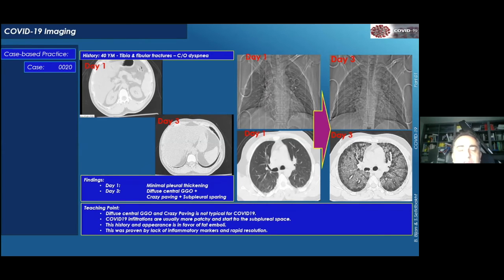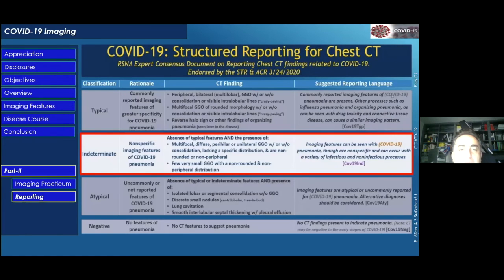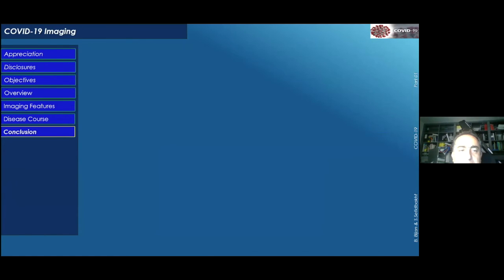Still, non-COVID stuff happens. Some of them overlap in the findings with COVID, but again, you have to go through all those findings that we said, and categorize it as typical, atypical, or indeterminate. In this case, you cannot call this typical. This is atypical because these are not pleural based. These are not peripheral. These are not predominantly posterior. These are not predominantly lower lobes. Okay, so I think that was it.